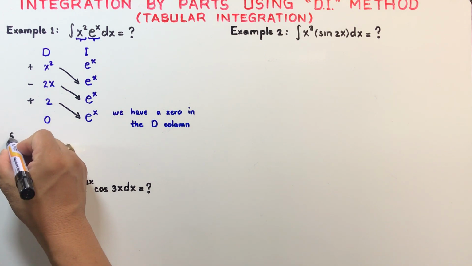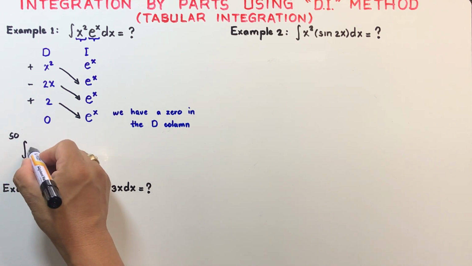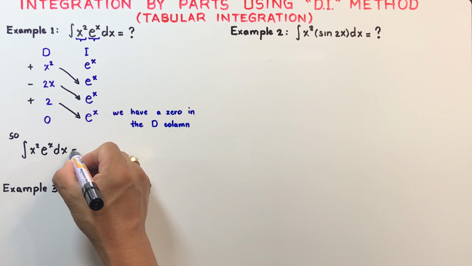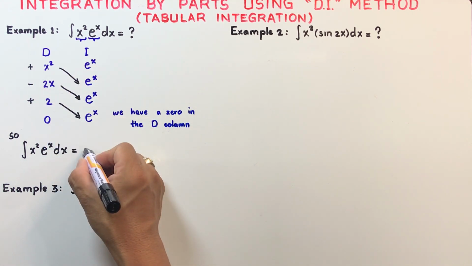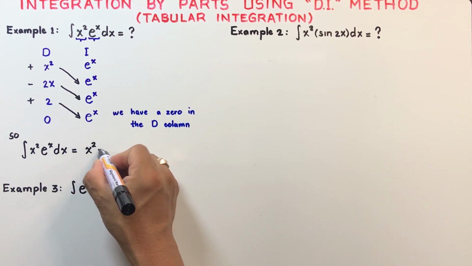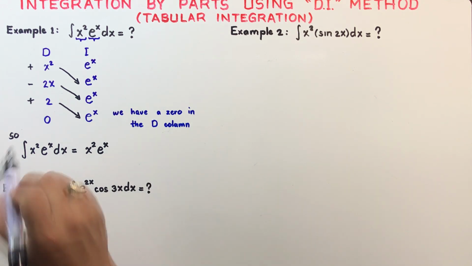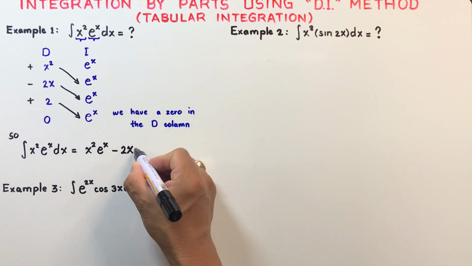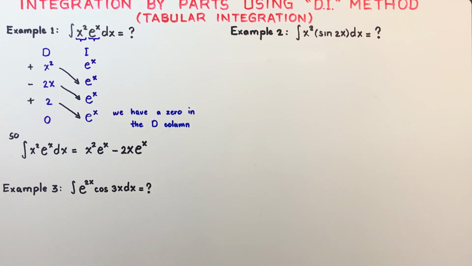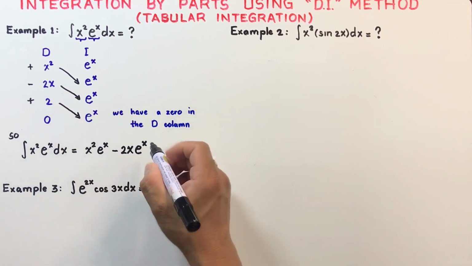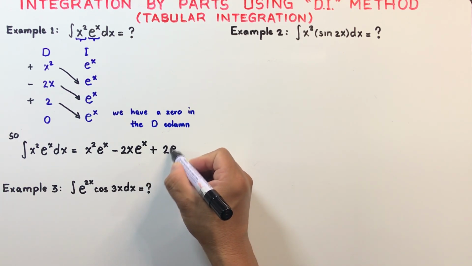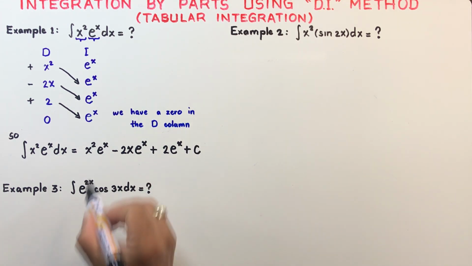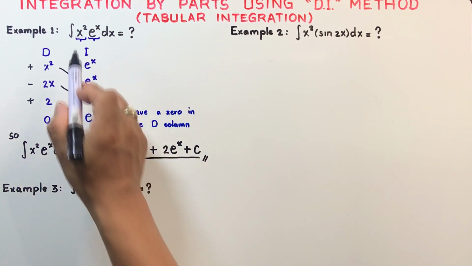So to obtain the answer of our required integral, which is the integral of x squared times e to the x dx, it is equal to this x squared times e to the x. So we have x squared times e to the x. And then we multiply this negative 2x to e to the x. So we have minus 2x times e to the x. And then we multiply next 2 to e to the x. So we have plus 2 times e to the x. And this will be added to the constant of integration c. So this is now our answer for this example.